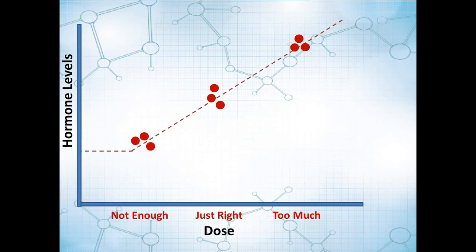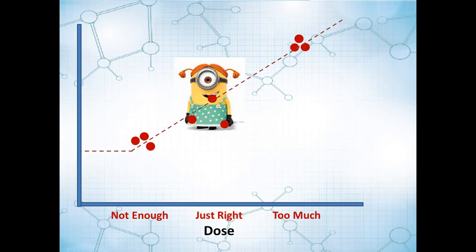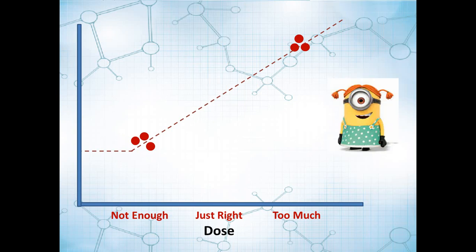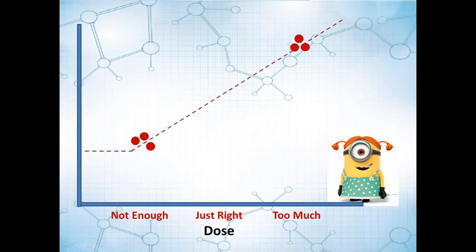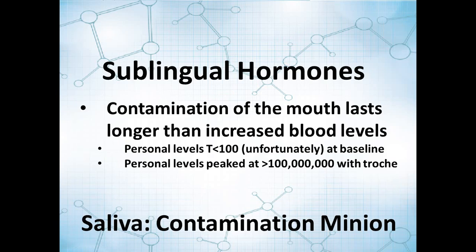So as we go back to this model we've been using, where we give this so-called just right dose of hormones, what happens is those values are going to skyrocket, and by the time they return to baseline, the systemic increase of hormone is long gone. So the contamination of the mouth lasts far longer than any increased level that's systemic.